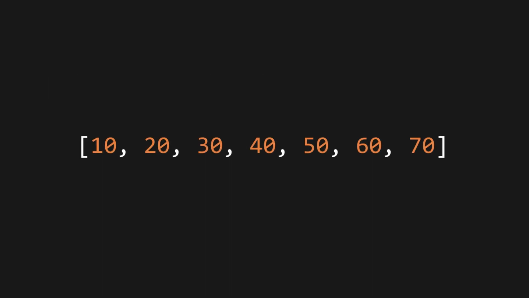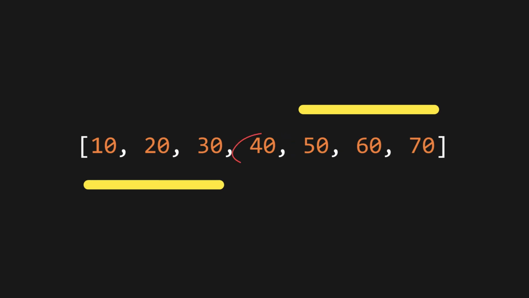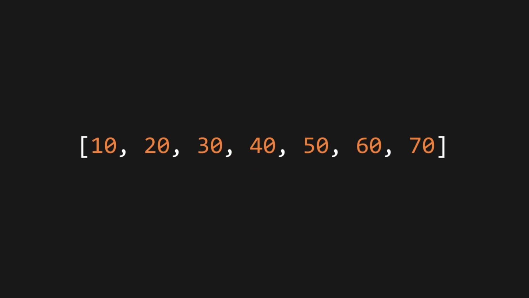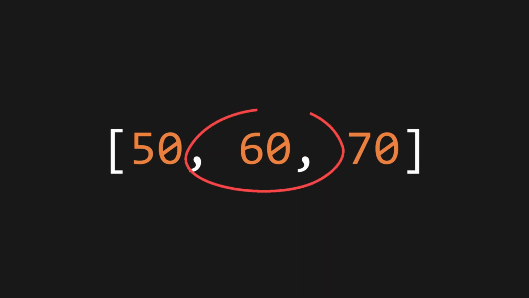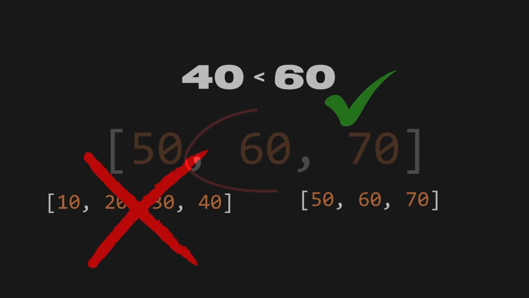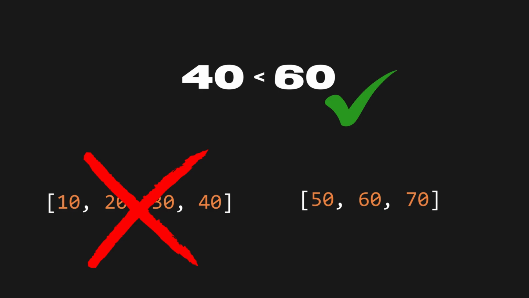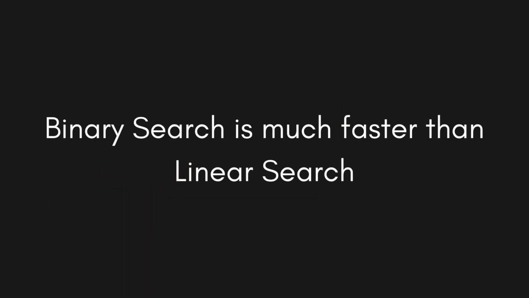Let's take our sorted list again. We're looking for 40. In step 1, directly look at the middle element. Here it's 40. Boom, we found it in the first step. But let's say we are searching for 60. Step 1, the middle element is 40 and 60 is bigger. Is 60 bigger? Yes. We ignore everything on the left side, 10, 20, 30, 40. Step 2, now we search only the right half, 50, 60, 70. The middle element is 60 and we found 60. See, we didn't have to check every number. We cut the list in half each time. That's why binary search is much faster than linear search.